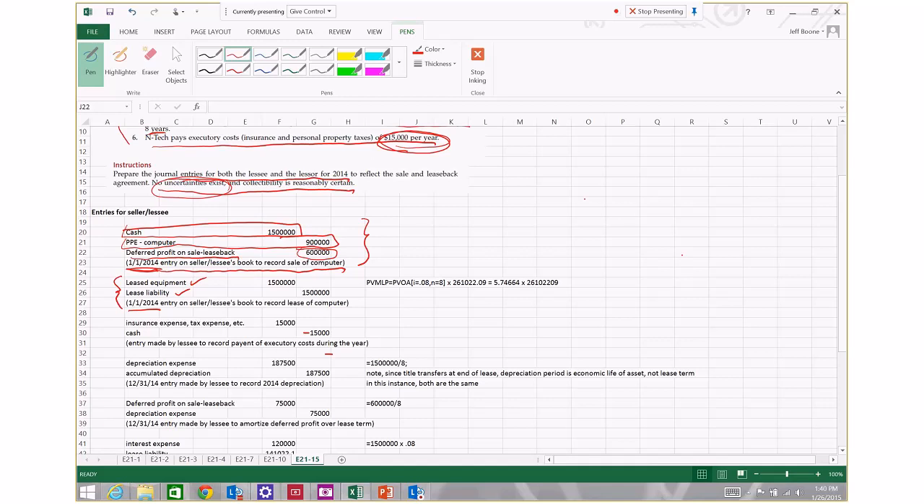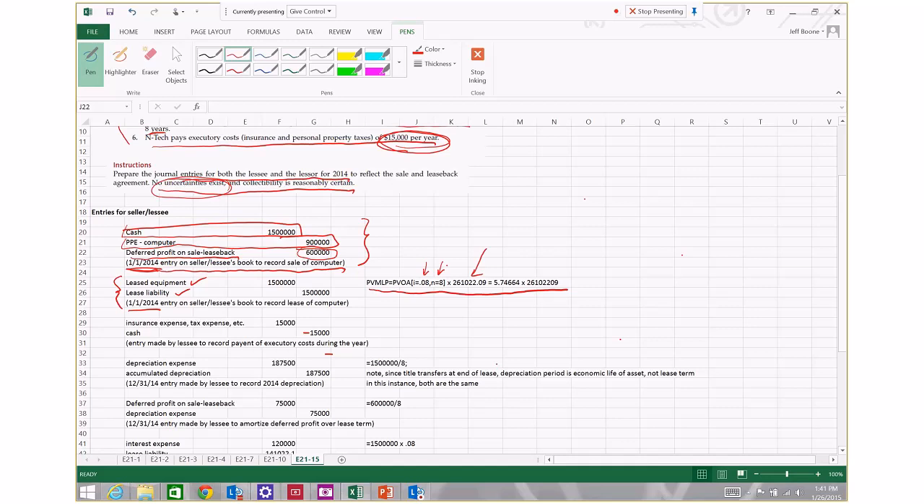In this case, the present value of the minimum lease payments is calculated by taking the payment amount of $261,022.09, that's simply a given in the facts of the problem, and multiplying that payment amount times the present value of an ordinary annuity factor, where i is equal to 8% and n is equal to the lease term of 8.